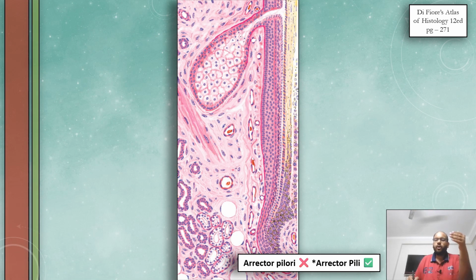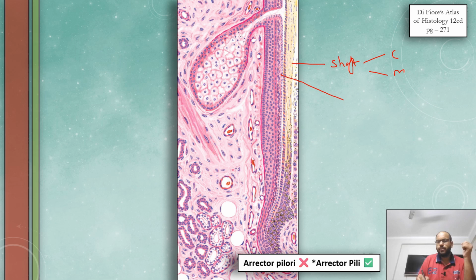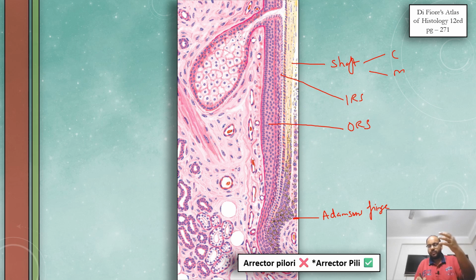Now this is the vertical long section of the hair follicle, and you can easily see this is the shaft. The shaft has cortex and medulla. Then you have the inner root sheath and the outer root sheath. This is the bulbar area. This fringe that I was telling you about is the Adamson fringe. It is a very important area histologically. If we're analyzing the hair follicle, it has the maximum number of stem cells, and this whole part is the bulb.